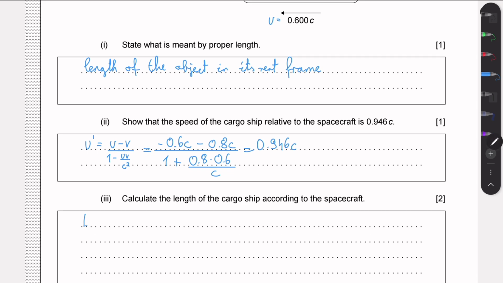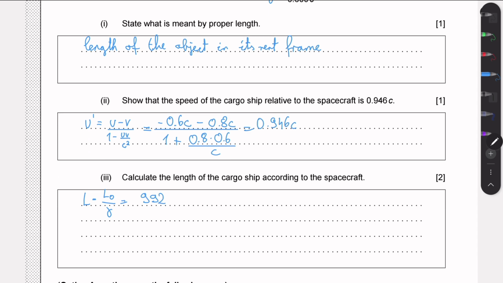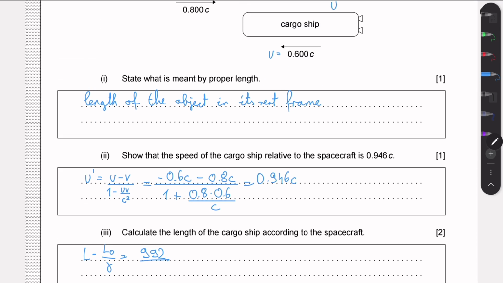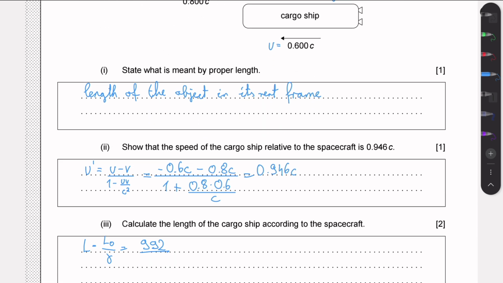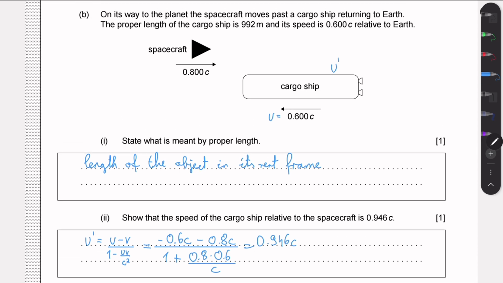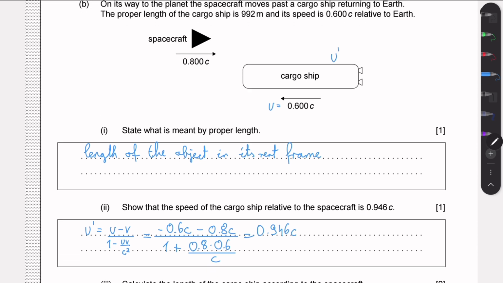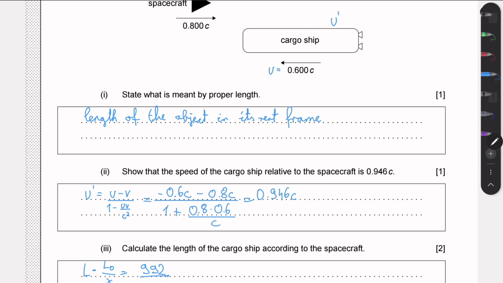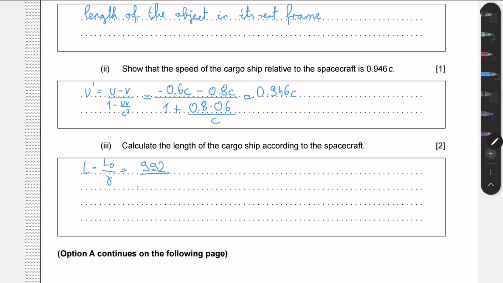We need to calculate the length of the cargo ship according to the spacecraft. So again, we just use the fact that the length is the proper length divided by the gamma factor. The proper length we're told is 992 meters, and we divide it by, we need to watch out here because this is not the same gamma factor that we have calculated all the way back, because we have to calculate the length of the ship according to the spacecraft. And as we have just calculated, the spacecraft is moving at a relative speed of 0.946 c. So that's assuming that this would be at rest and the spacecraft would be moving. So the new gamma factor is going to be 1 over the square root of 1 minus 0.946 squared. And if we do this, we get 322 meters.